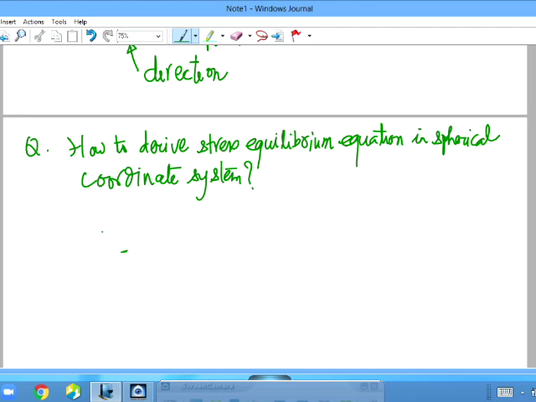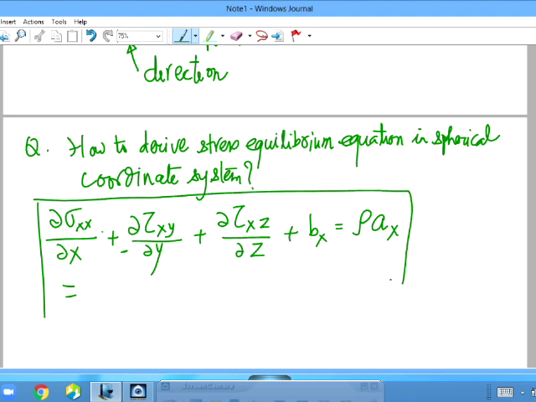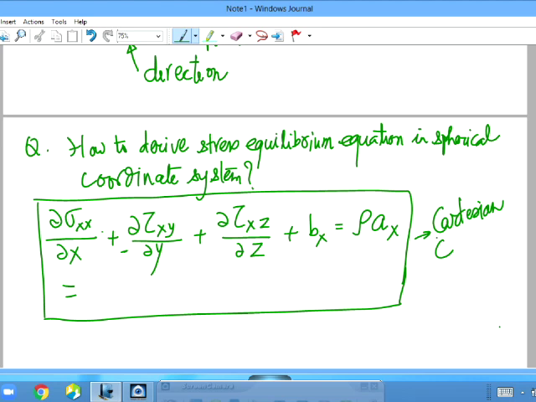You can recall that we actually derived this equation in Cartesian coordinate system, and the equation that we got was del sigma xx over del x plus del tau xy over del y plus del tau xz over del z plus body force in the x direction is equal to density times acceleration in the x direction. And then we had two more equations. So that's for the Cartesian coordinate system, isn't it? And this derivation wasn't so difficult.